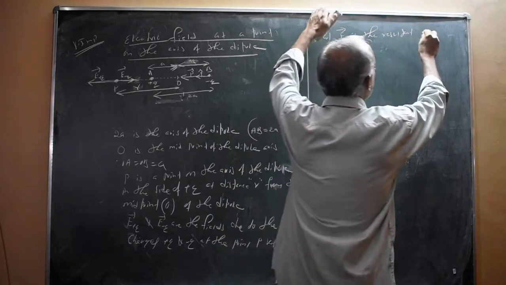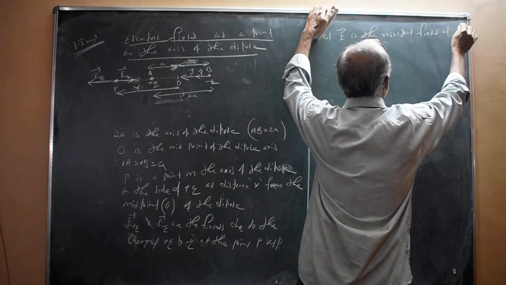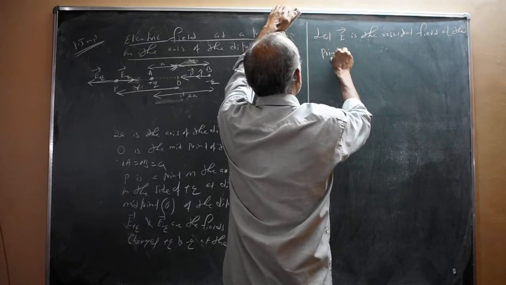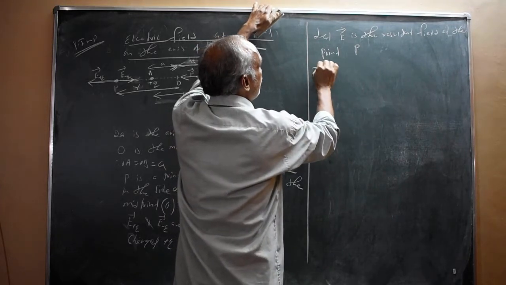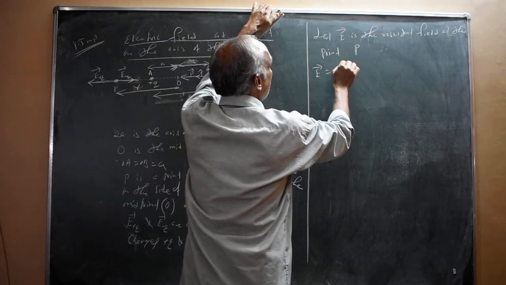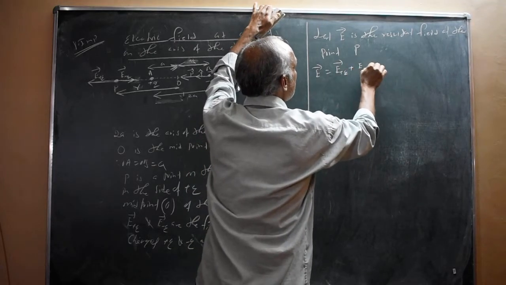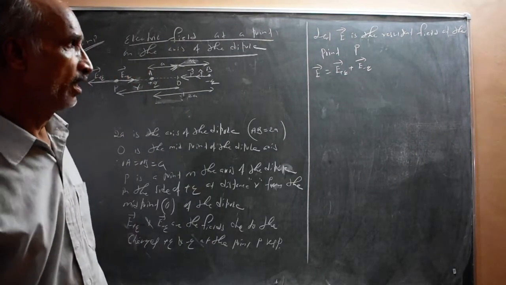Resultant field at the point P. By the superposition principle, E bar is equal to E plus Q bar plus E minus Q bar. Even though both are in opposite directions, don't get confused. Both are in opposite directions.